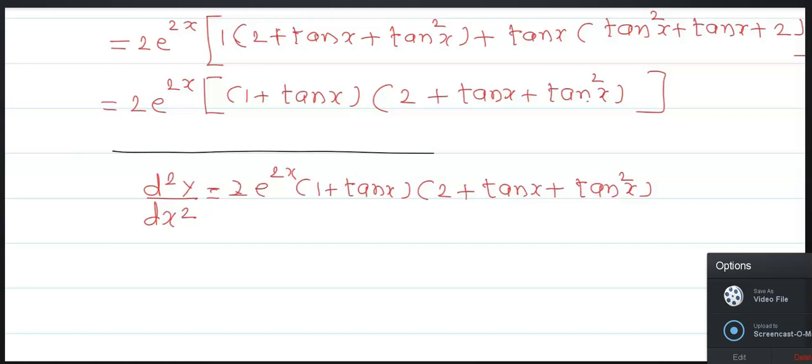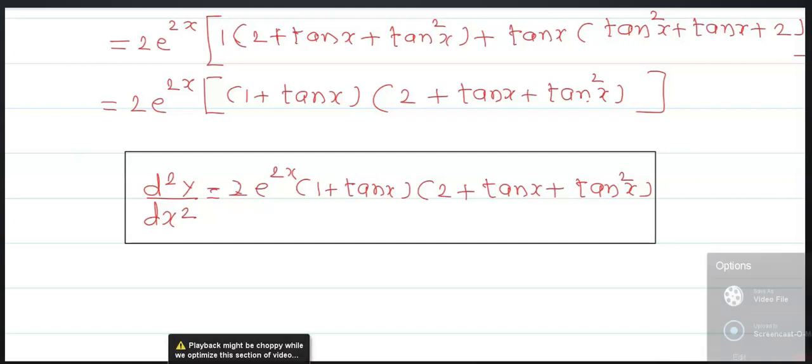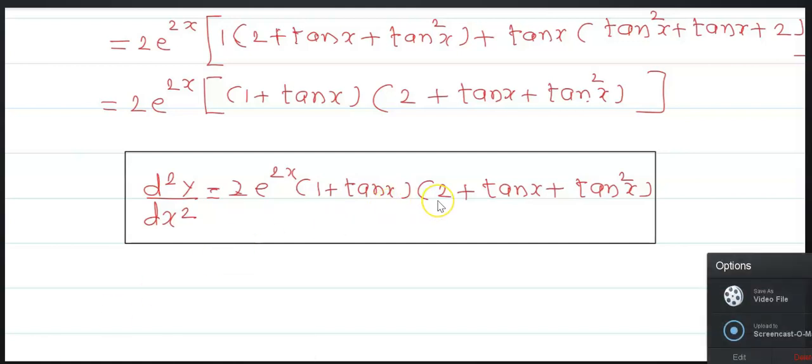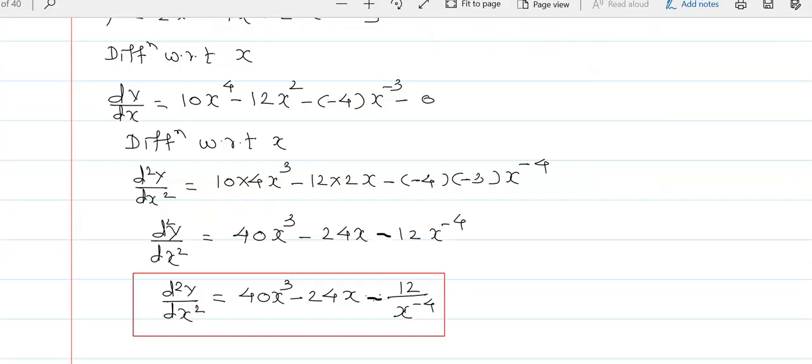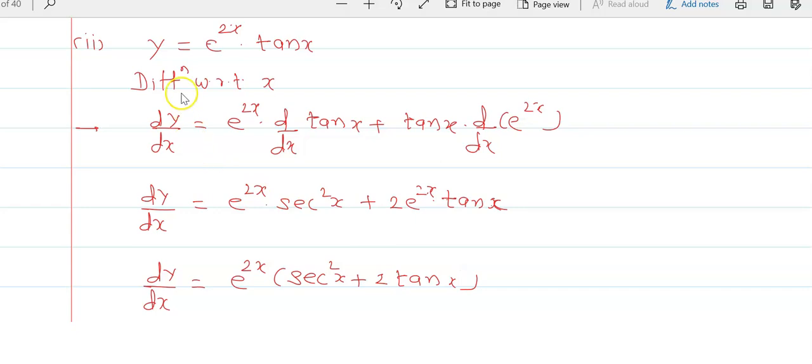Therefore d2y by dx square is equal to e raised to 2x in bracket 1 plus tan x, in another bracket 2 plus tan x plus tan square x. Also you can see these notes on the board, that is y is equal to e raised to 2x into tan x.